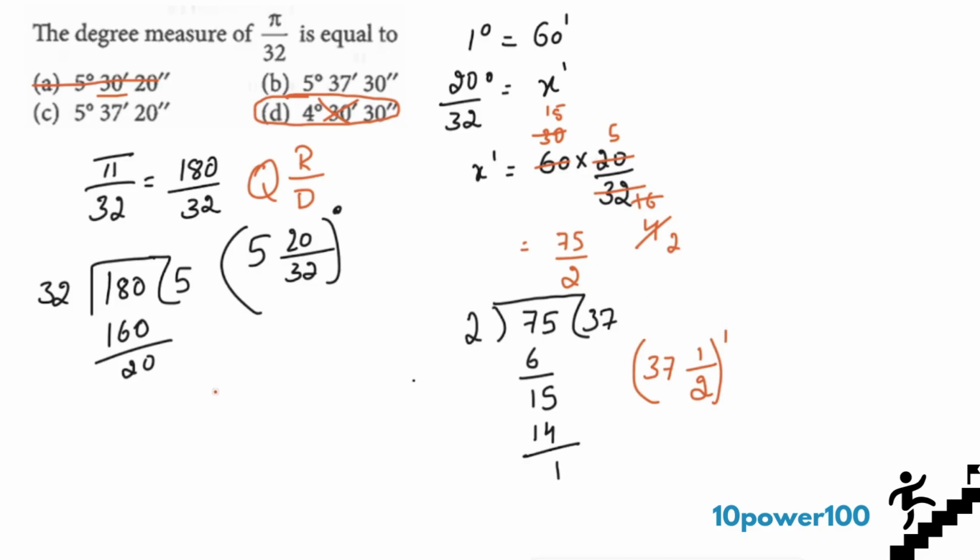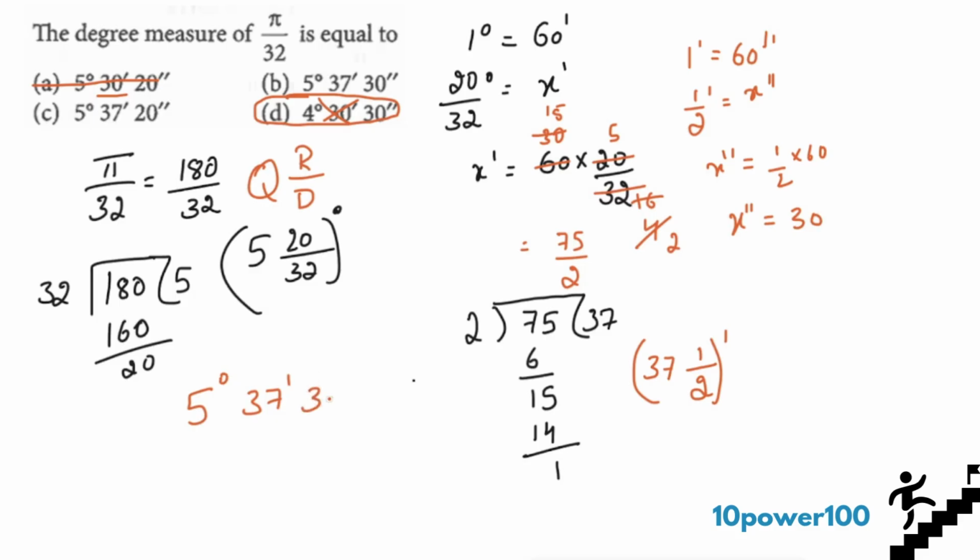We got 5 degree 37 minutes. Now 1 by 2 minute is equal to dash seconds. You all know very clearly that 1 minute is equal to 60 seconds. So 1 by 2 minute is equal to dash seconds. So we get x seconds is equal to 1 by 2 into 60. So this value, x seconds, is equal to 30 seconds, we get it.